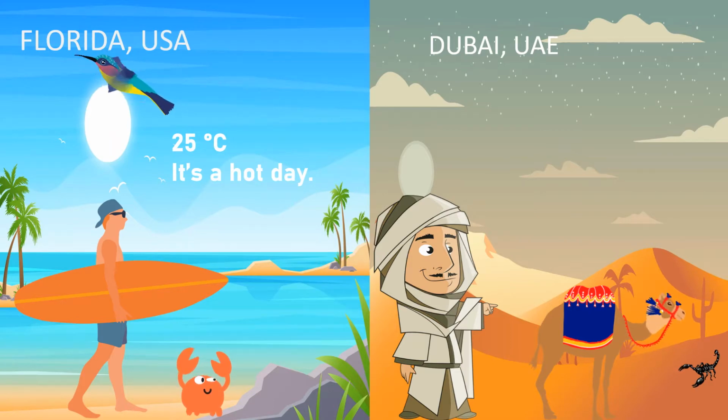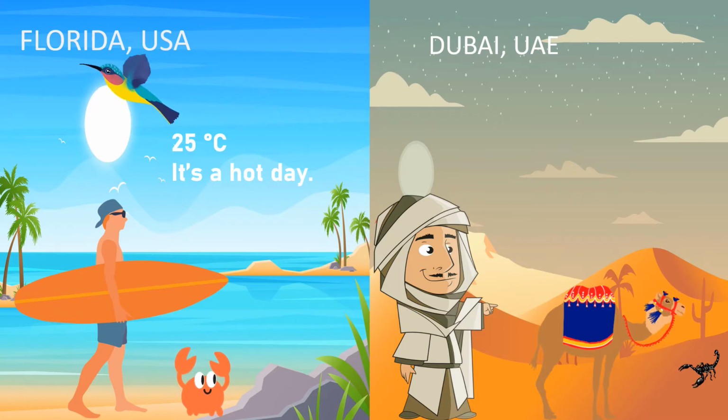As you can see, the temperature today is 25 degrees Celsius. It's a hot day. So this means that we can be outside at the beach, at the park, wherever we choose, and we can be still quite comfortable outside.